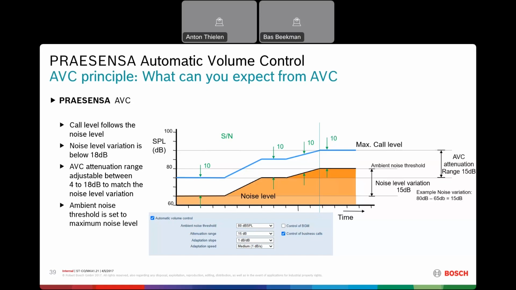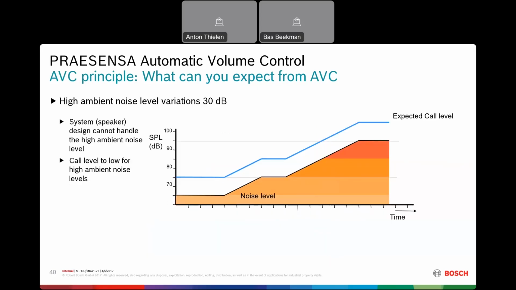As you can see, you have the 80 dB ambient noise threshold, and with this adaptation, you have your 65 dB of difference here. You have your maximum variation of 15 dB.